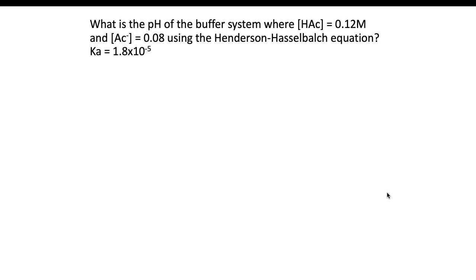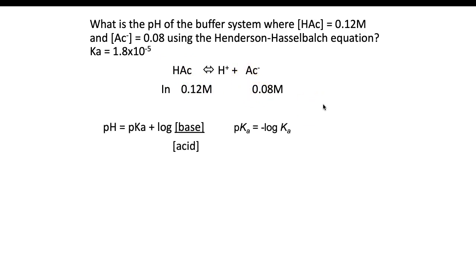So here's a question. What is the pH of the buffer system where HAc equals 0.12 molar and the acetate is 0.08 molar? Using the Henderson-Hasselbalch equation, and we have our constant. So we want the pH of the buffer system. So here's my equation. Initially, that's what I have. So this is the molarity of the HAc, and that's the acetate. Here's my equation.